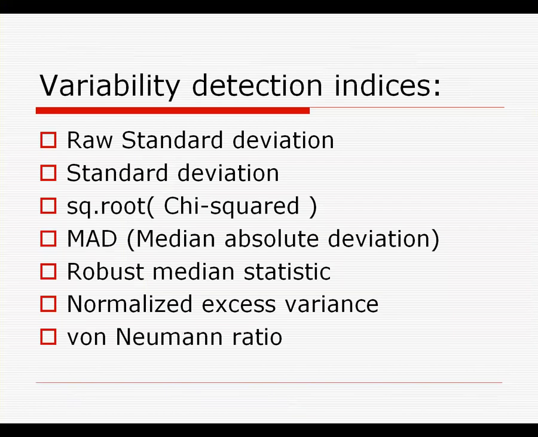Next, we implemented more variability detection indices. Along with standard deviation, we use chi-squared, median absolute deviation, robust median statistics, normalized excess variance, and von Neumann ratio. These are all variability detection indices which are very easy to calculate. We did not use a few complicated ones and so on.